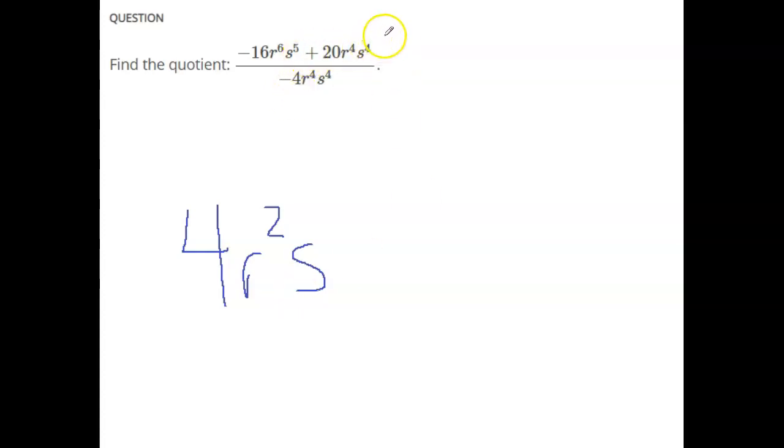My next term, coming over here, a +20 divided by a -4 would give me -5. And then looking at the variables, 4 minus 4 for the r's would give me r to the 0. That reduces to 1. Essentially, I don't need to write anything because it's just equal to 1. And then same thing with the s's. The exponents here, 4 minus 4, reduces to s to the 0 power, which is just 1. And so -5 is my entire answer from dividing this second term on top by what we have on bottom.